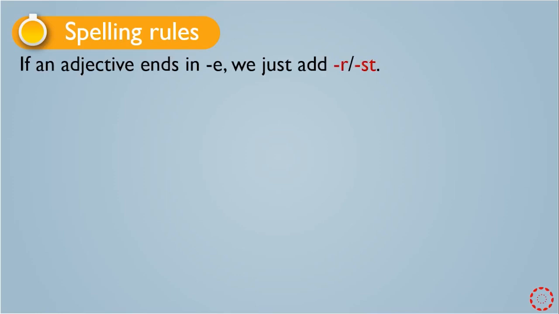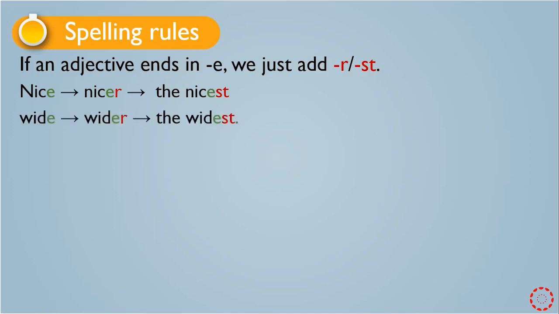When we add er or est to the adjectives, we have some spelling rules that we have to care about. One of them is that if an adjective ends in e, we just add r or st. Like this example, nice ends in e, we just add r. Nice became nicer, and the nicest is the superlative form. Wide is the same, wider, and the widest.